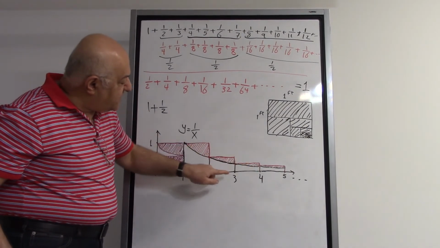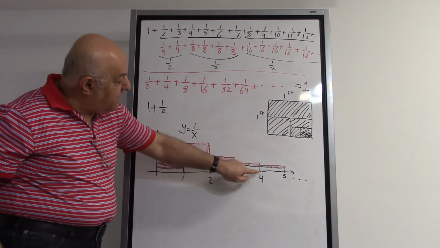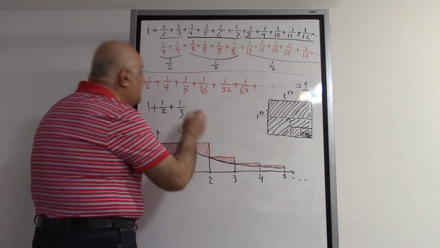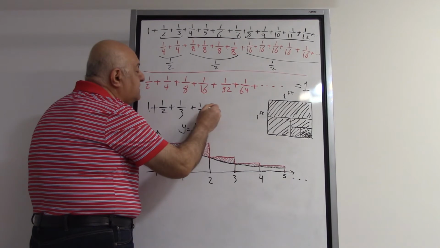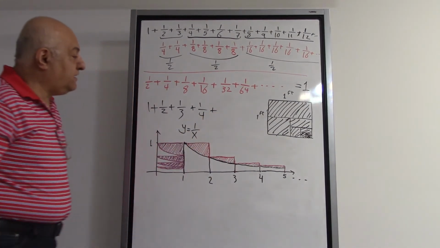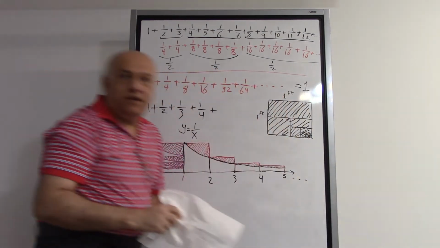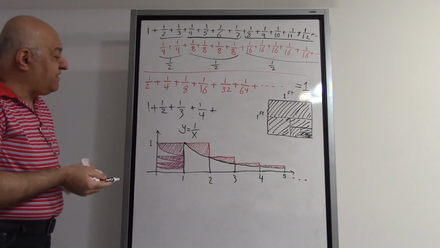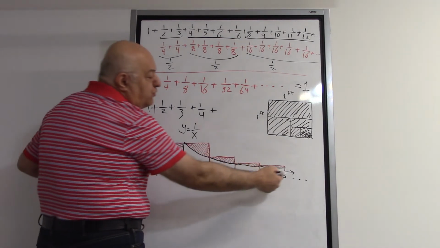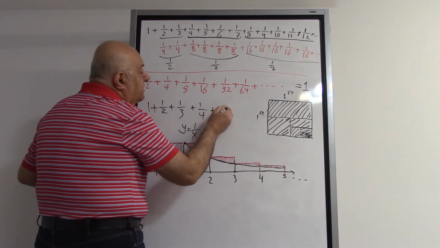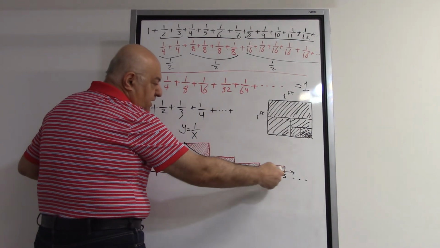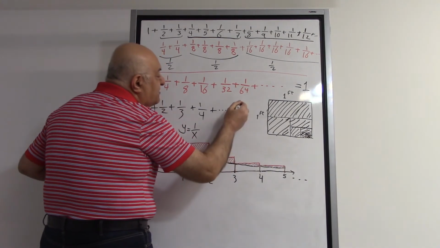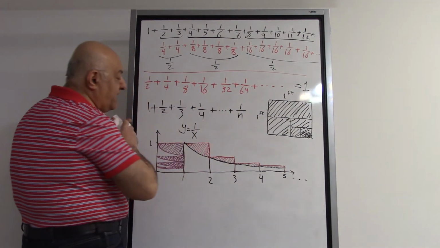And what's the area of this one? This is 1/3 times 1. So the area of this rectangle is 1/3. And the next one is 1/4, plus dot dot dot, right? Now, I want to compare this area, and let's say you continue these rectangles up to the point that this is n. So that total area is 1 plus 1/2 plus 1/3 up to 1/n.